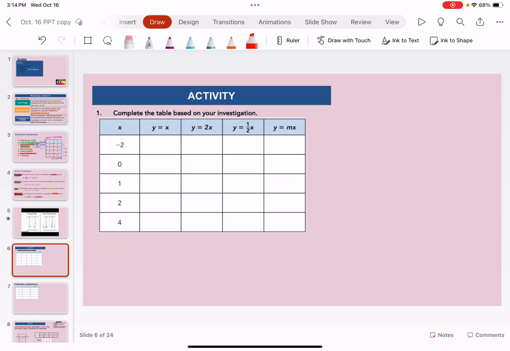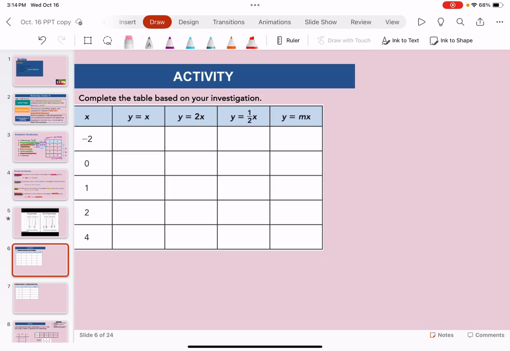Okay, so our activity, we're going to complete the table given what the x values are. So we see that x is equal to -2, 0, 1, 2, 4. Okay, so our first equation is y equals x. So if y is equal to x, we know that y is going to be, when x is -2, y is also going to be -2.